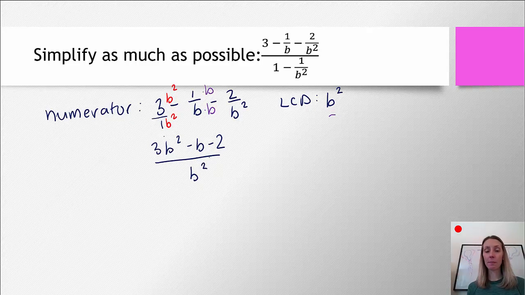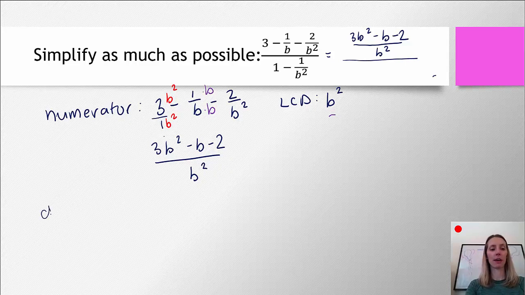So first step, if we need to, is you need to rewrite the numerator to be just one single term, rewrite the denominator to be just one single term. So our new numerator is 3b squared minus b minus 2 divided by b squared. Okay, how about that denominator?